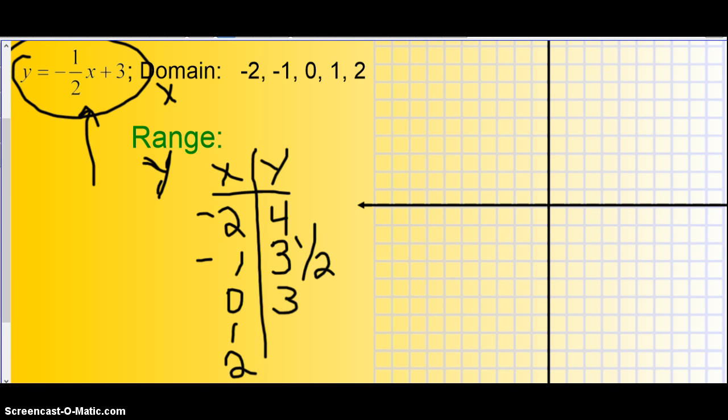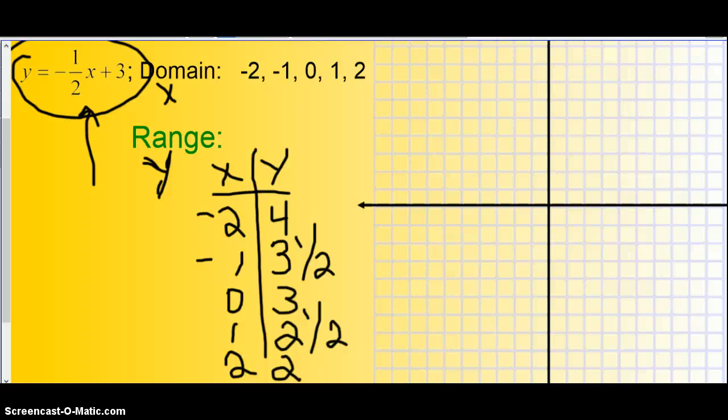1 times a -1/2 would be a -1/2 plus 3 is 2 1/2, and I think you can probably see the pattern here. A -1/2 times 2 is -1, and -1 plus 3 is 2. So you can plot your line after you've created this table. I like to use -2, -1, 0, 1, and 2, because the numbers are easy to multiply, and also it gives you both sides of your y-axis.